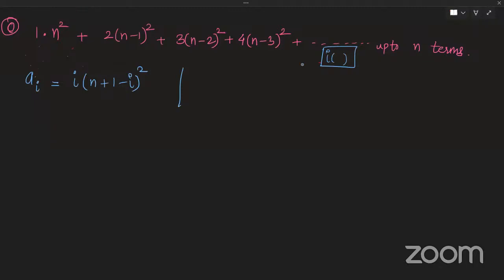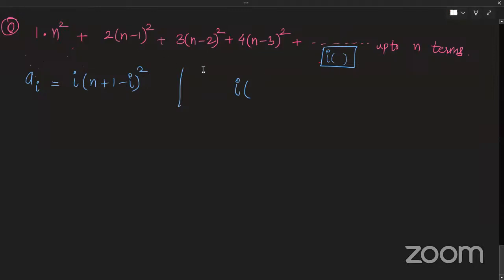So the first term will definitely be i, right? Because if I look at my first term, the first thing is 1. In the second, it is 2. Then 3, then 4. So in my ith term, it will be i. Right, everyone? Till here, it is fine.